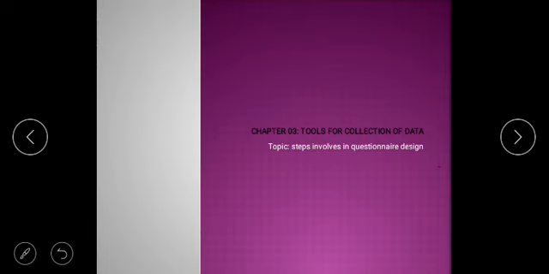Hello students, in this class let us know about the topic steps involved in questionnaire design. It comes in the third chapter, tools for collection of data. Let us go with the first step.